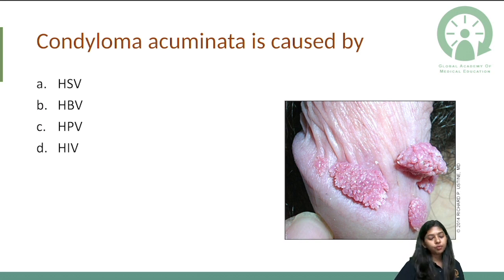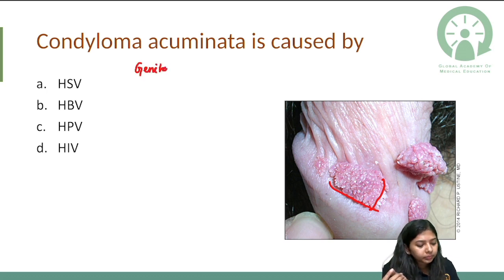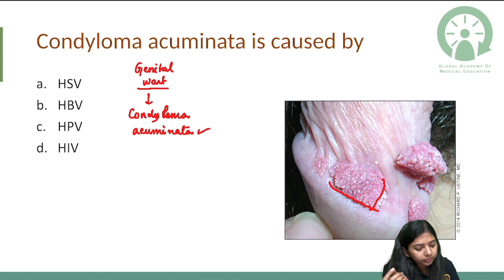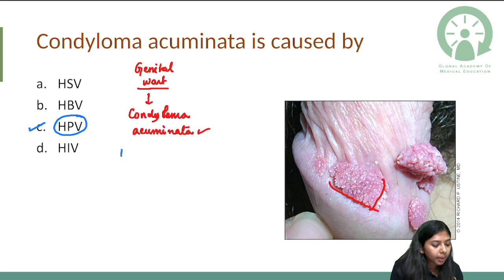Okay, so now we move on to our next question. Condyloma acuminata is caused by. You can see in the question you are getting very fleshy verrucous lesions which have pointed ends and broad, flat bases. So pointed verrucous lesions on the genitalia: it is a genital wart, also called condyloma acuminata. And what is the causative organism? The causative organism is human papilloma virus.